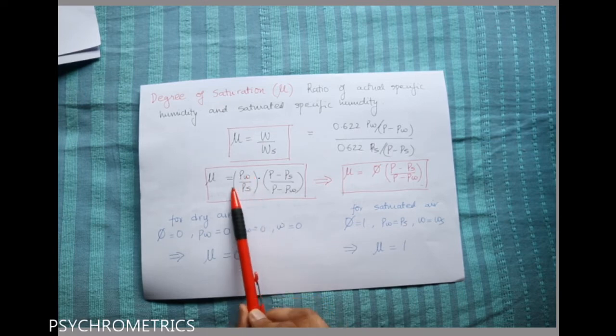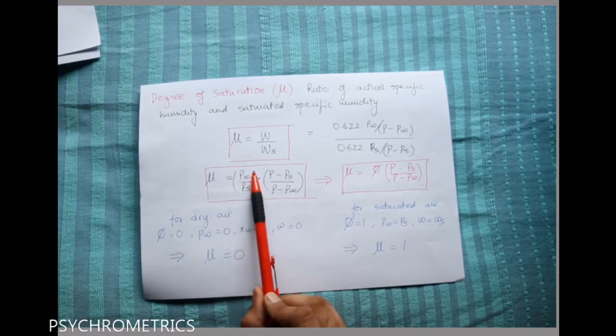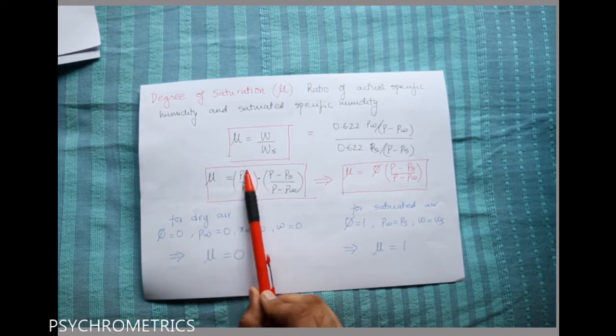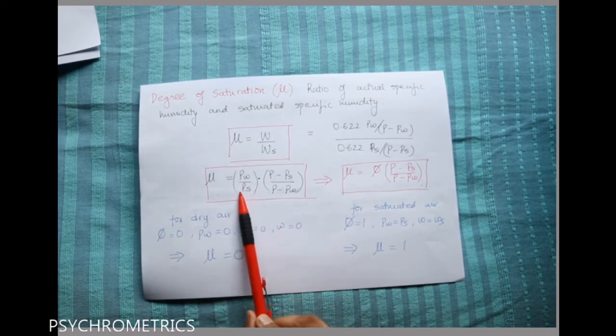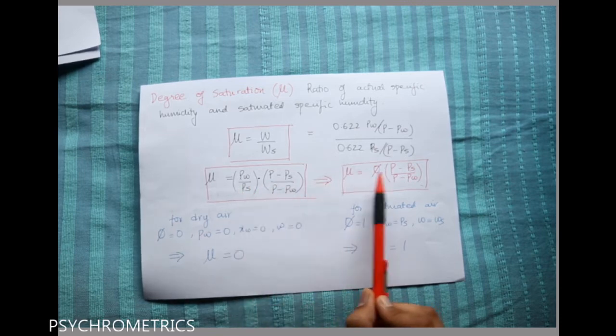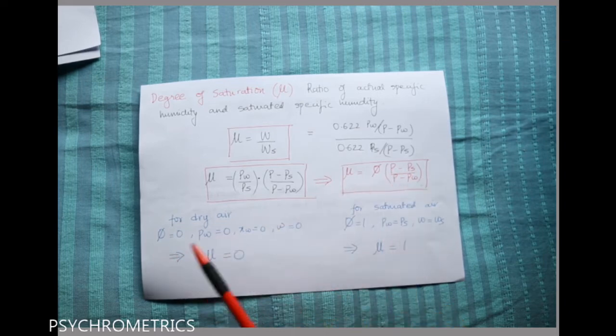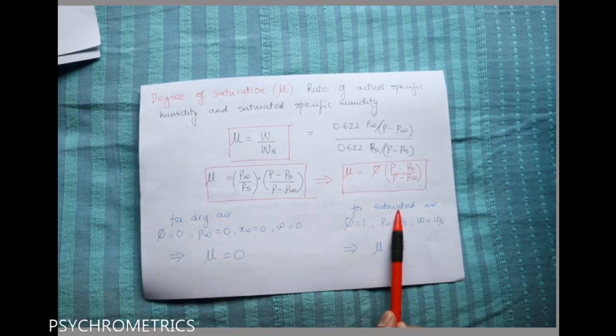Now PW by PS is, as we know, termed as relative humidity, that is the ratio of the partial pressure of water divided by the saturation pressure. So mu is equal to phi into P minus Ps divided by P minus Pw. Now we have got two limiting conditions: for dry air and for saturated air.